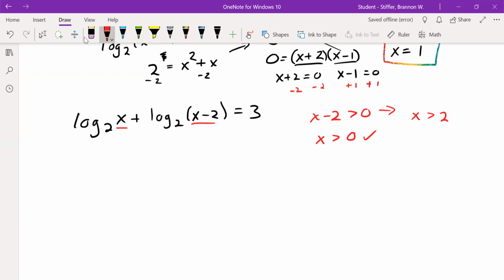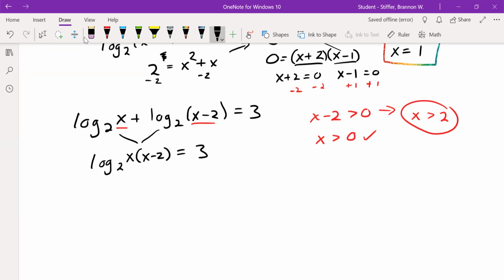Again, when you determine a domain, which of the two is going to be bigger? The simplest way of thinking of it, that's going to be x is greater than 2. So that becomes my new domain. Now I'll combine these since there's addition and they have the same base. That's our multiplication property for logs. So I have a single log base 2 of x times x minus 2, still equal to 3. Keep in mind, it's not log of x times log of x minus 2, it's just x times x minus 2. And I'll write that as x squared minus 2x.